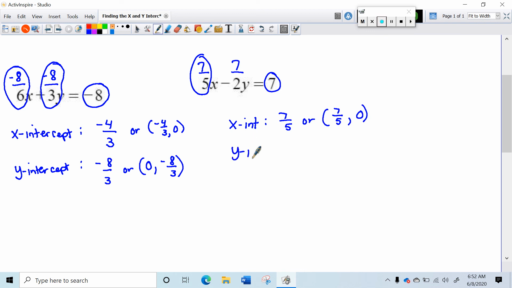For the y-intercept, it's in front of y. So that's negative 7 over 2, or 0 with negative 7 over 2. Just depending on how they ask for the answer.